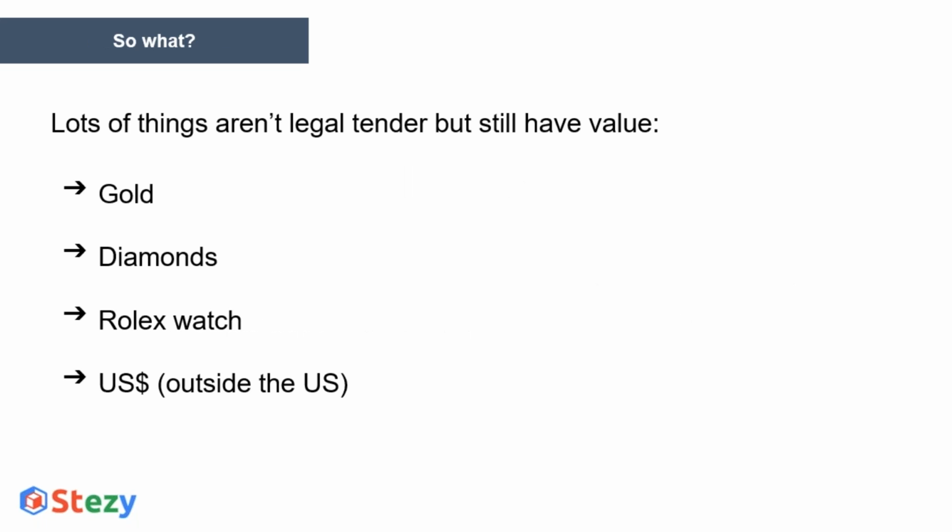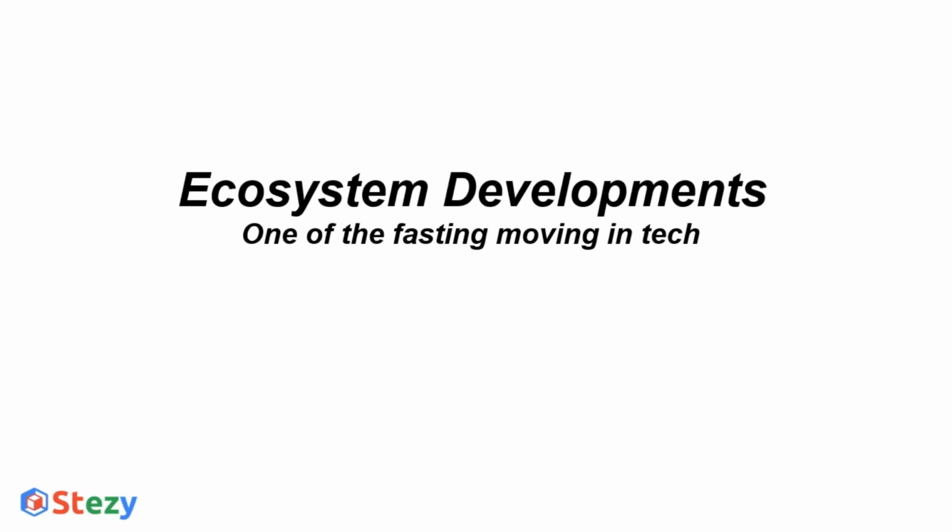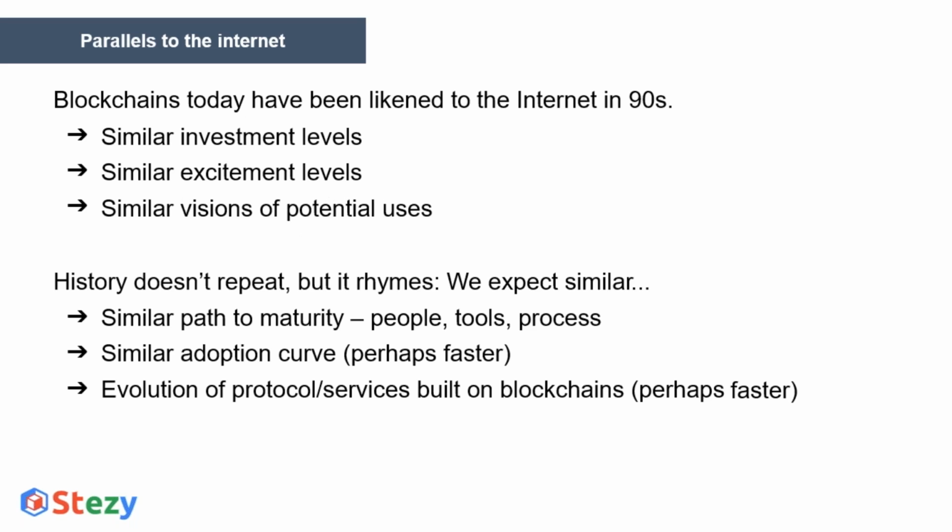A lot of things aren't legal tender. Be it gold or diamond or a Rolex watch, all of these are not legal tender, but they have a value. The value has been created based on the demand we have. In the same way, blockchain also has demand, based on the supply and demand match, as the technology keeps getting adopted. So what are the ecosystem developments that are happening?